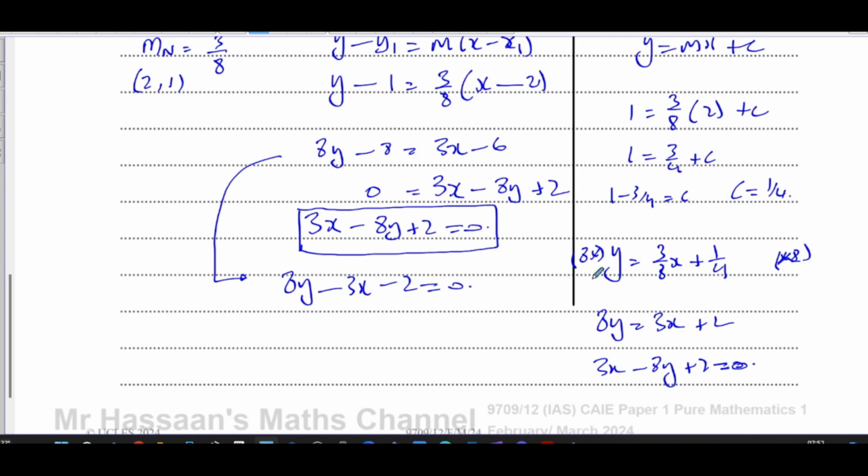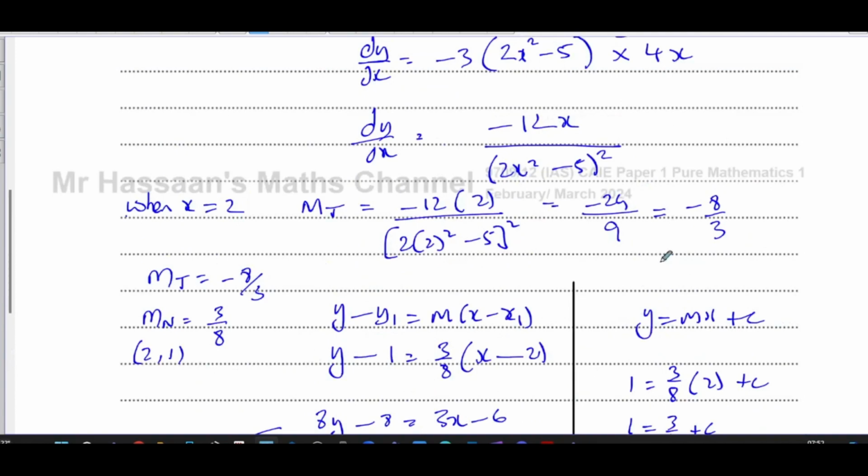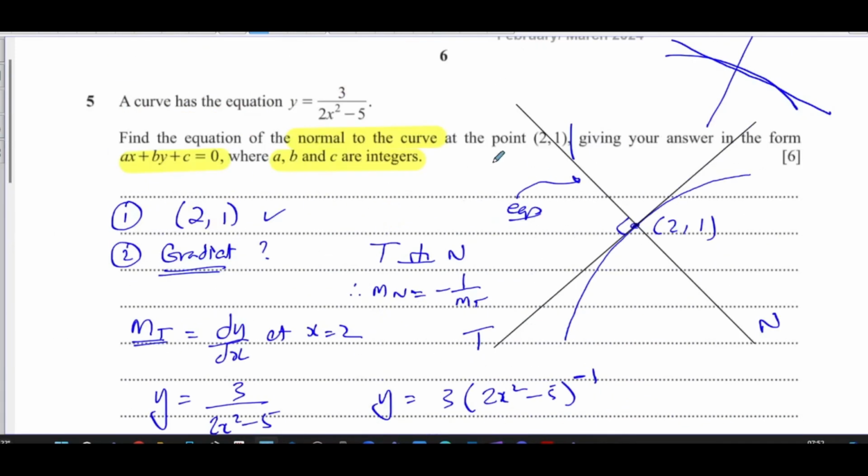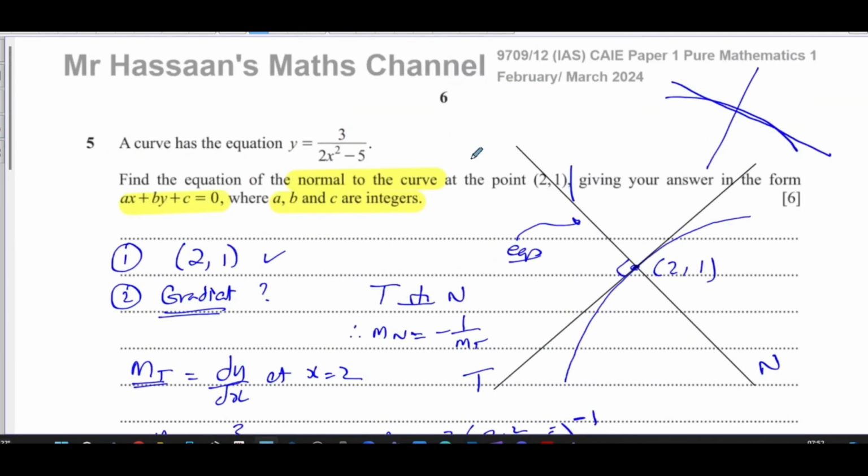And some people might have written it something like this, but kept everything as a fraction, like 3/8x minus y plus a quarter equals 0. Again, not expressing the numbers as integers. They will also lose marks. Integers are whole numbers. So please take care of those matters. They're very important. You don't want to be throwing away marks.